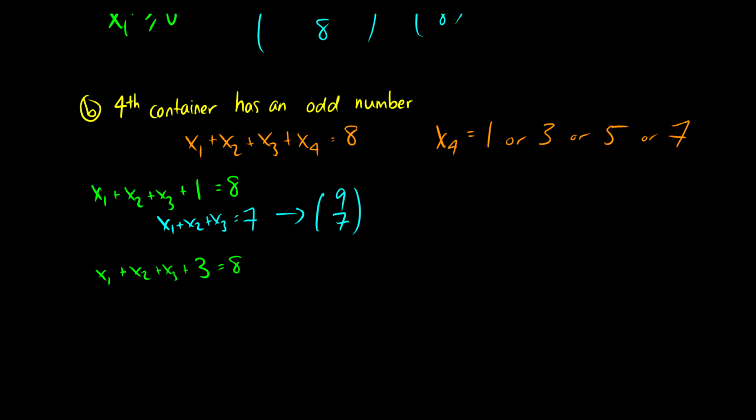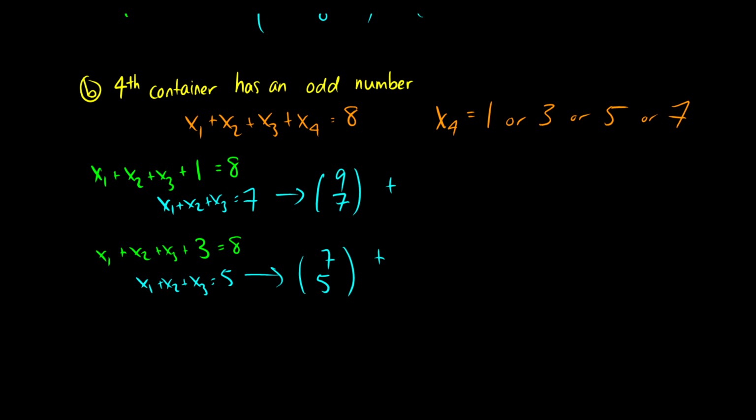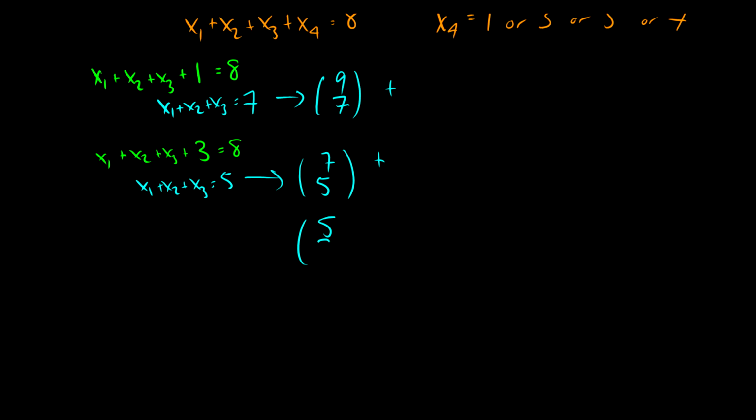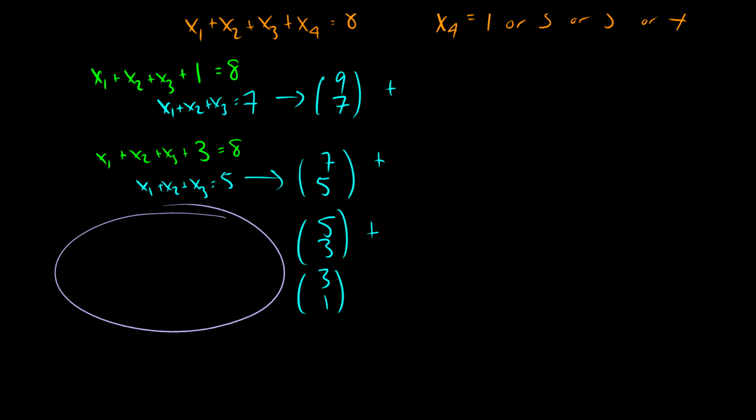Choose 7. This one is going to be x1 plus x2 plus x3 is equal to 5. So 3 plus 5 minus 1 is 7. Then we choose 5. And by now you can probably see the pattern, so you can guess that the next one is going to be plus 5 choose 3, and then the last one is plus 3 choose 1. And that would be the solution where the last bin has to contain an odd number. You can verify these yourself, but normally if you see a pattern like this, it's probably right.